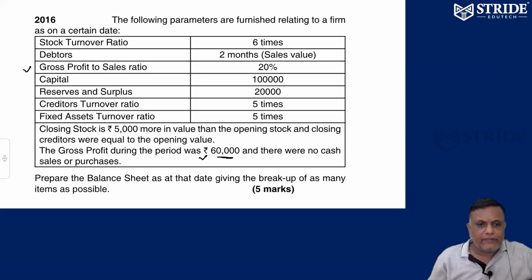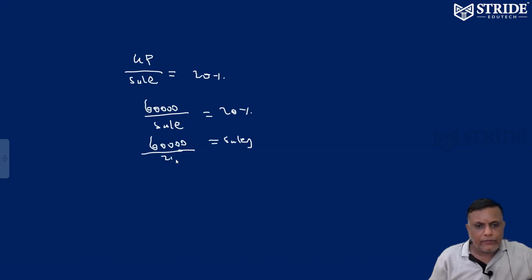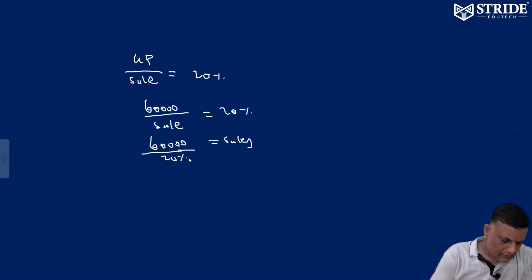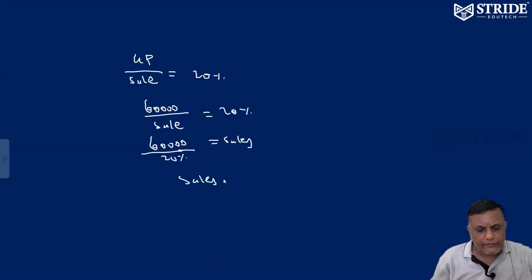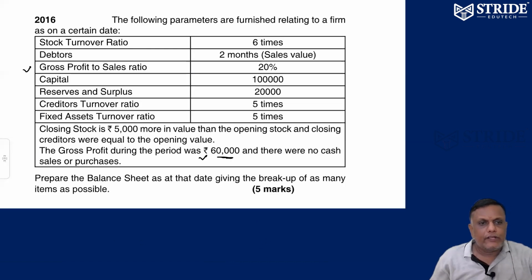GP is equal to 60,000. So 60,000 by sales is equal to 20%. So sales is equal to 60,000 by 20%, which is equal to 3 lakhs. So sales equal to 3 lakhs.